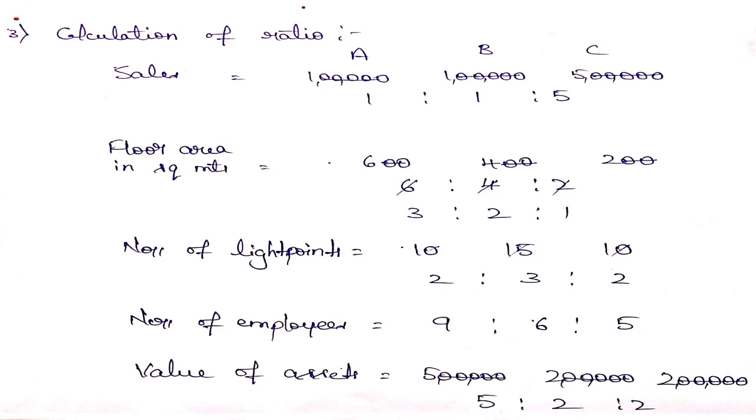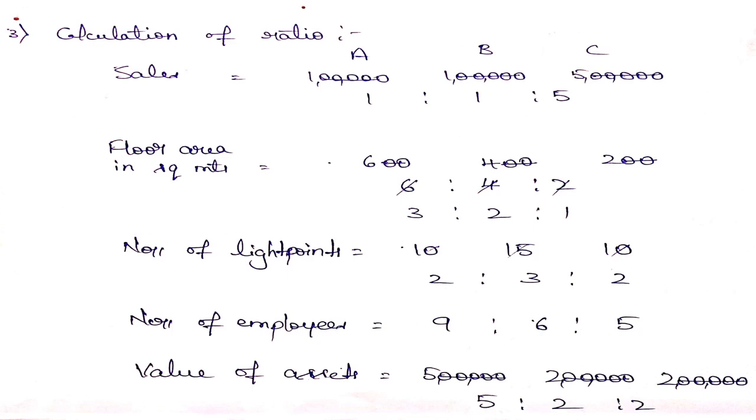If you see sales, 1 lakh, 1 lakh and 5 lakhs are the sales of all the three departments. So cancel the common zeros. You will get 1:1:5. So 1/7 for A, 1/7 for B and 5/7 for C. This is the sales ratio for all the three departments.